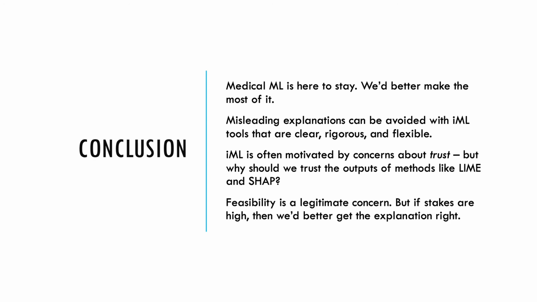Finally, I just want to note that feasibility is a legitimate concern. In genomics, we're often looking at dimensions on the order of thousands, maybe millions. Sample sizes can be very large, especially in GWAS studies. But when the stakes are high, we really need to get the explanation right. And I think that's the most important thing to remember. Valuing efficiency over accuracy really does us no favors, especially in medical settings.